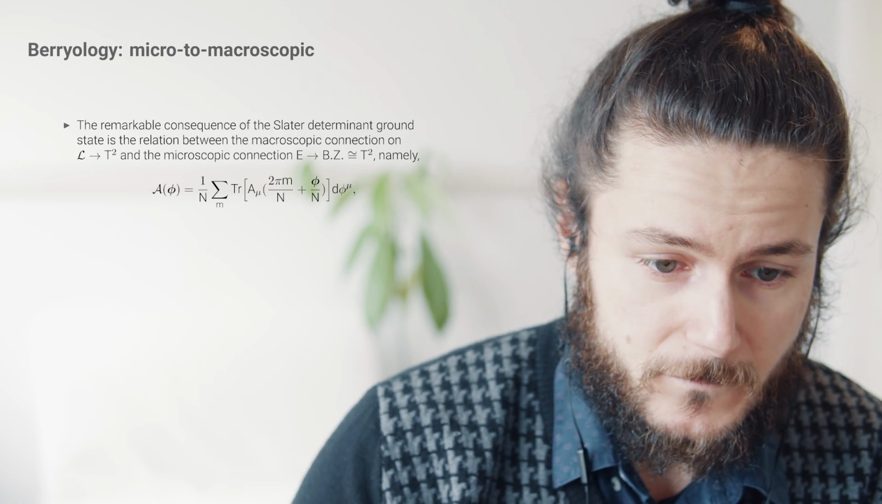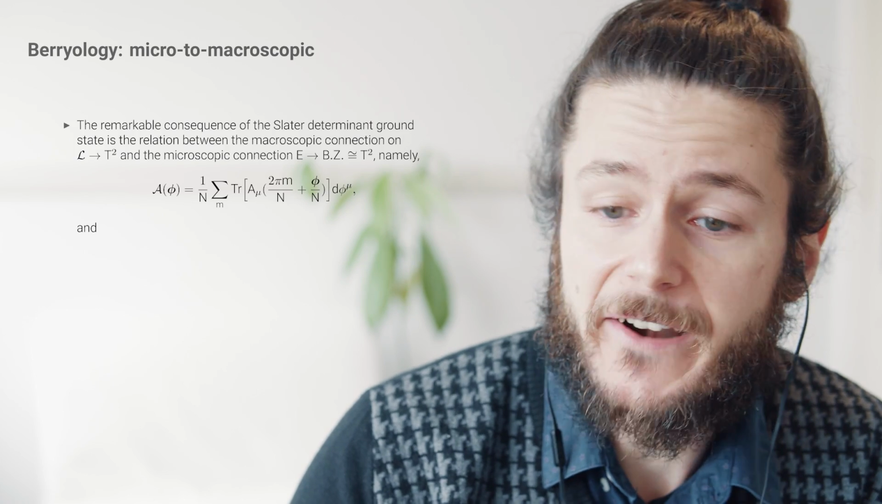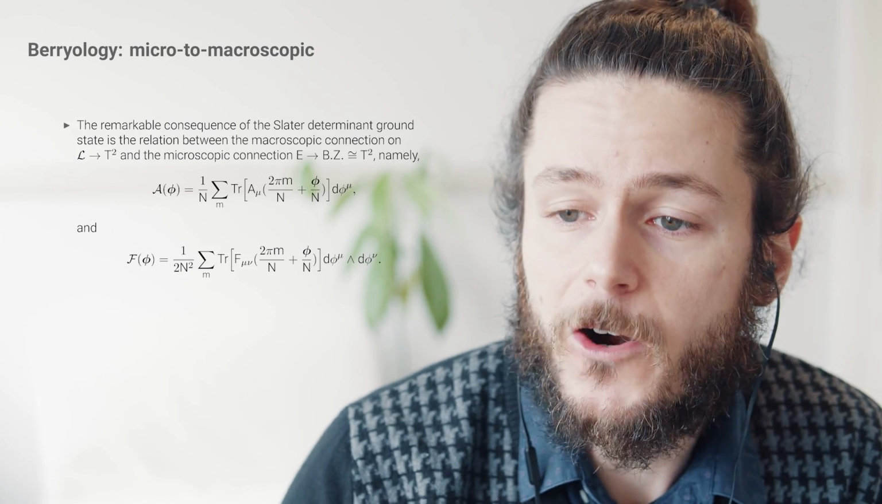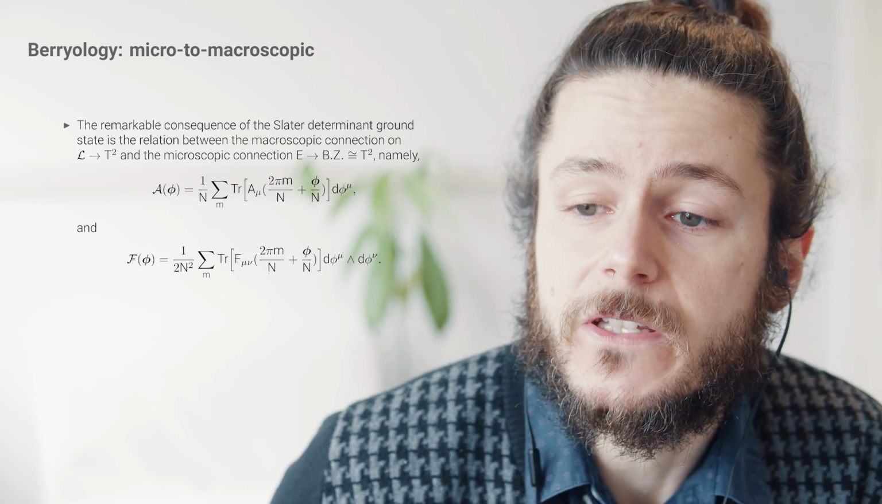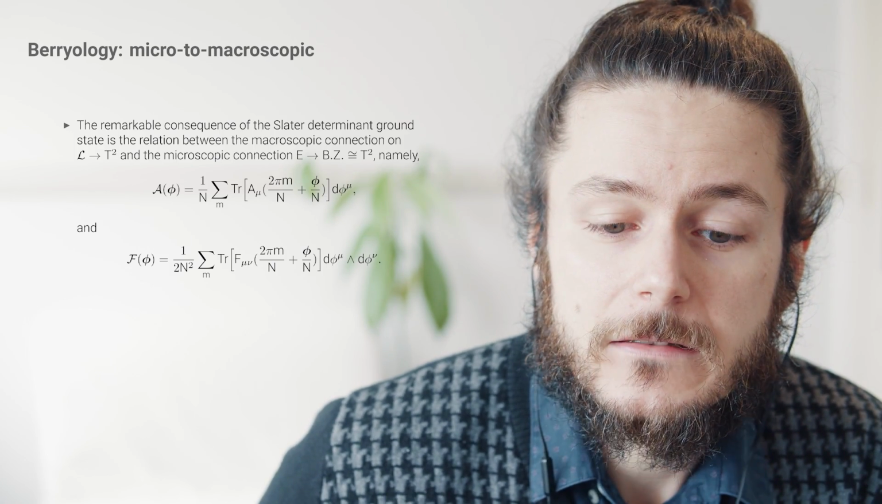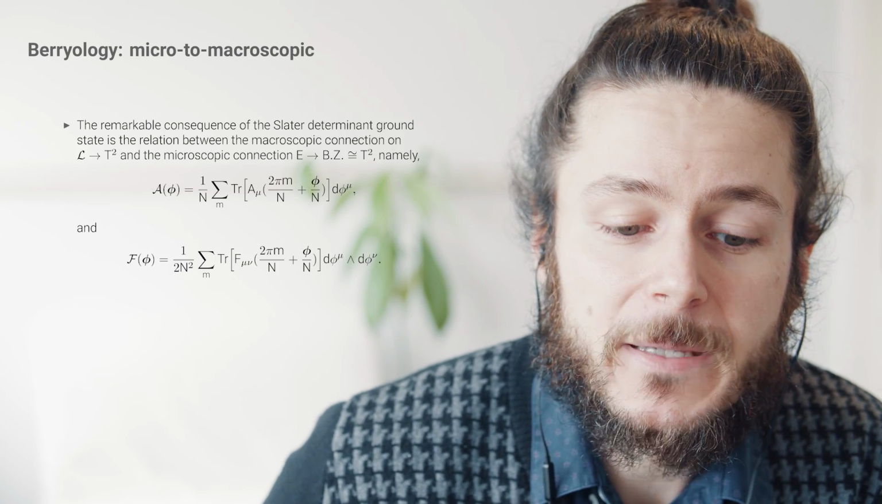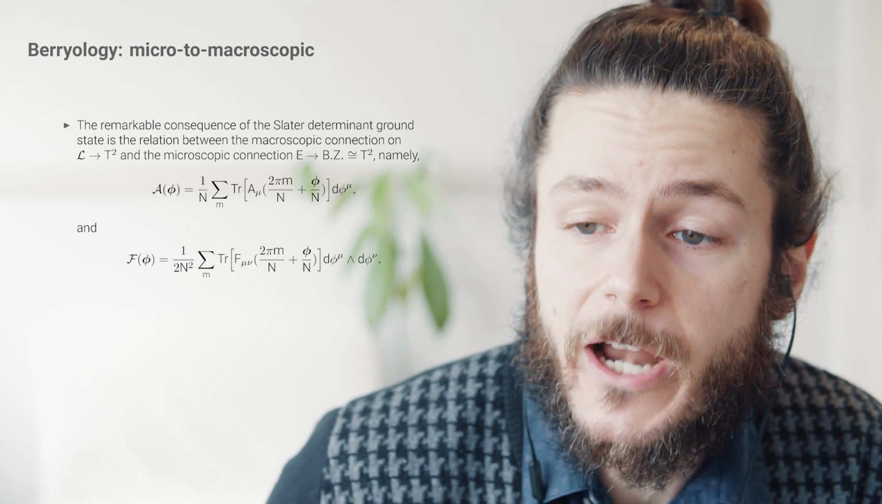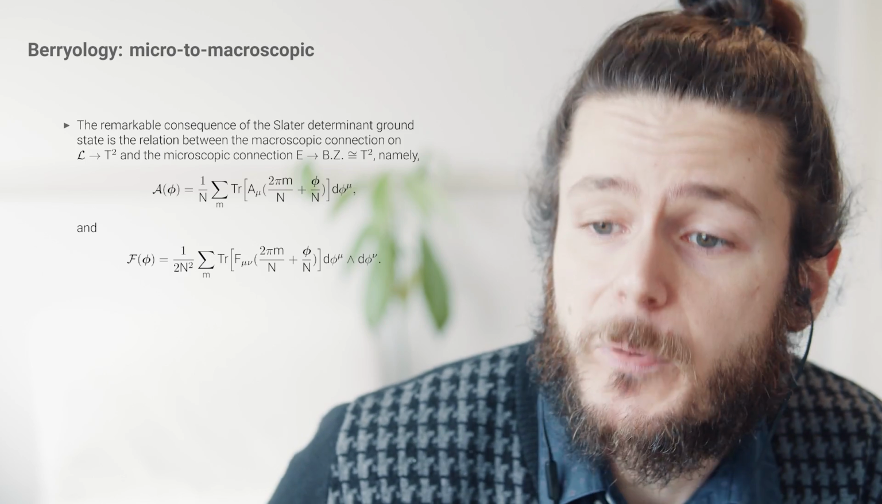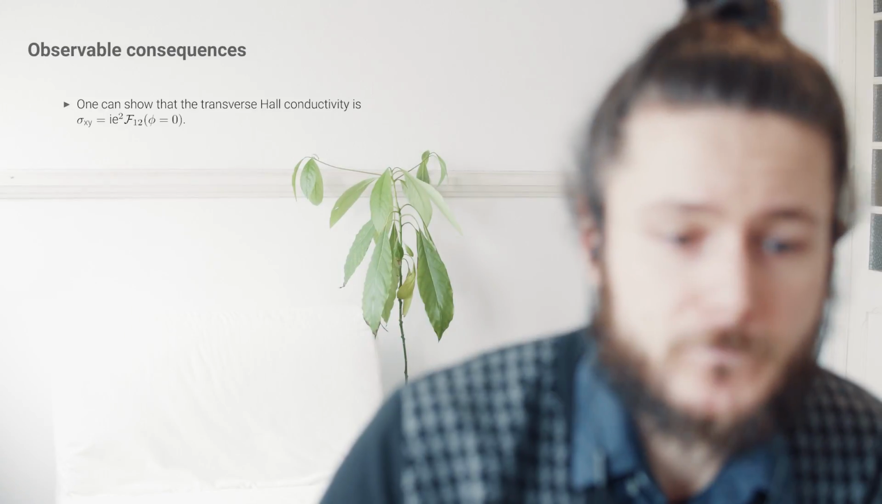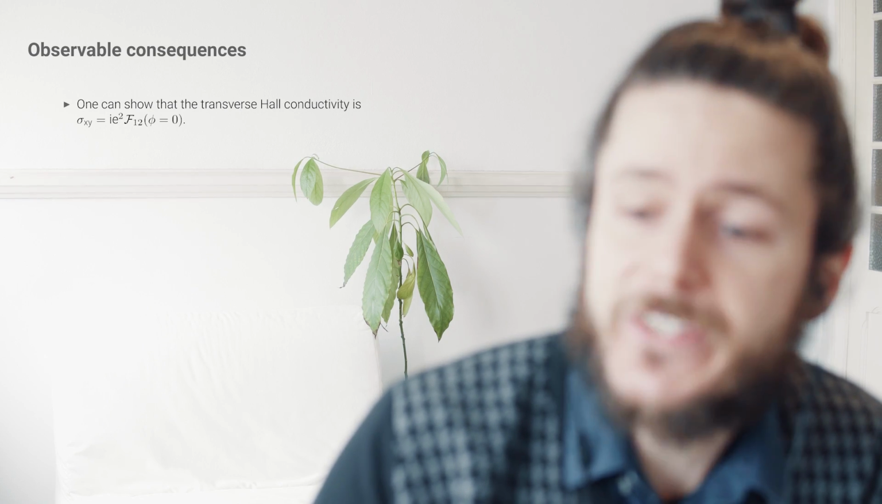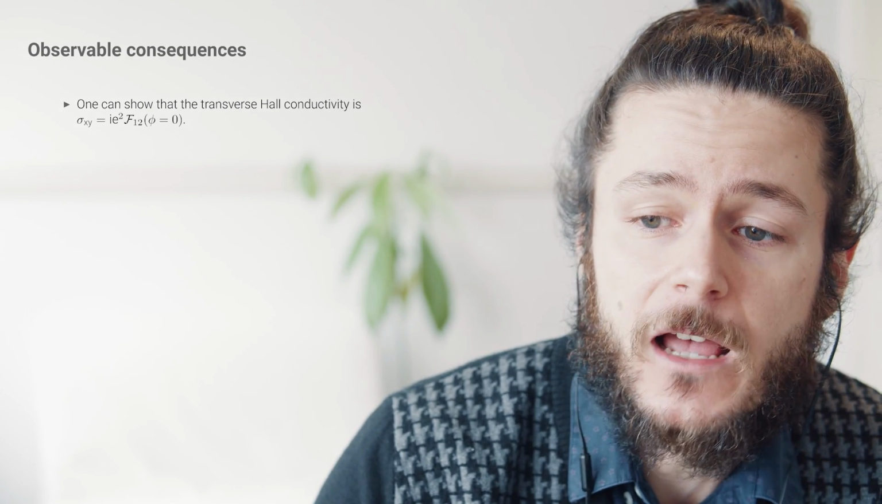Moreover, the Berry curvature assumes this form here, and now notice, which is similar to that, it is a consequence of this formula. But now we have a factor of 1 over n squared. And this is very important, as you will see in the following. There are observable consequences to this formula.